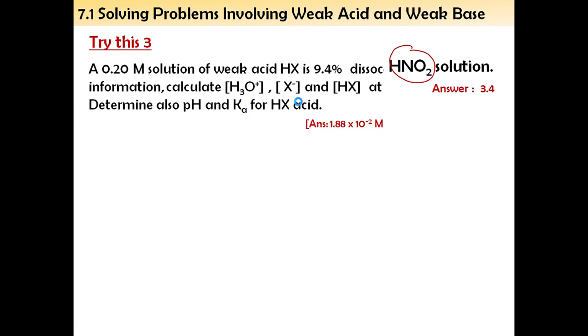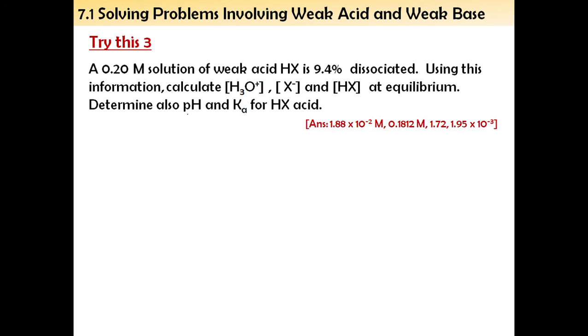Next, try this 3. Okay, yang ni pula saya nak buat juga. Tapi saya explain sikit sebab dia bagi dekat awak ini. Okay, nampak tak bentuk pattern soalan dia? Sama ada dia bagi awak Ka, dia suruh awak cari pH. Atau dia bagi awak pH, awak kena cari Ka. Atau awak kena cari percentage of dissociation.